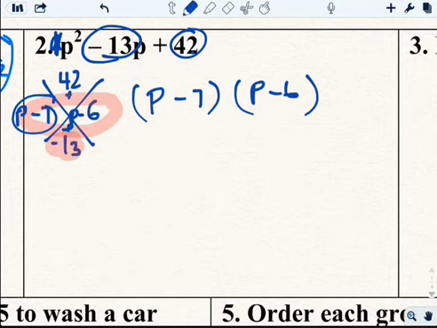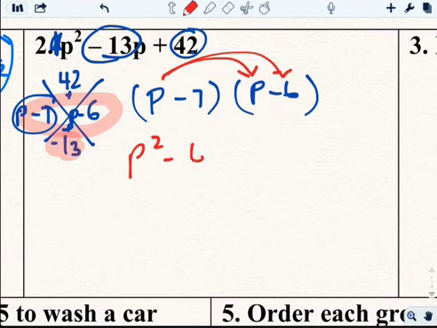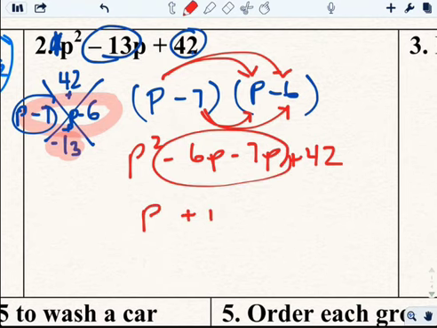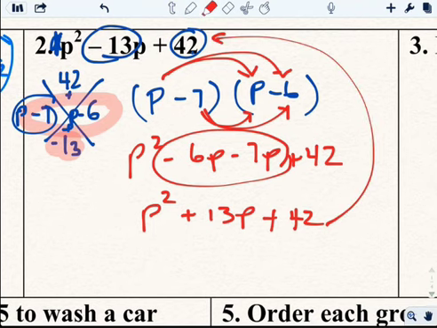You can check this by distributing. Always check to make sure. That's p squared, minus 6p, minus 7p, plus 42. Distribute means to multiply. And as you see, these two combine together because they're like terms. Don't forget the squared. And when you simplify this, it's the exact same expression. So therefore, our factors of p minus 7 and p minus 6 are correct.